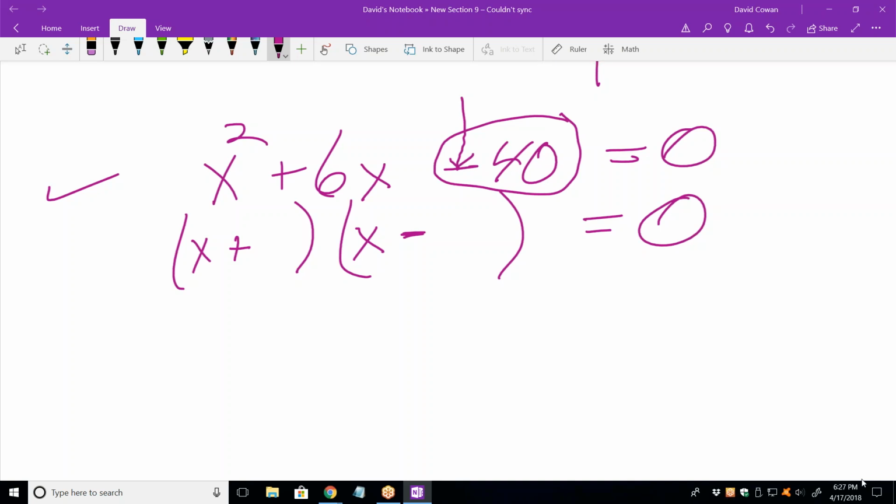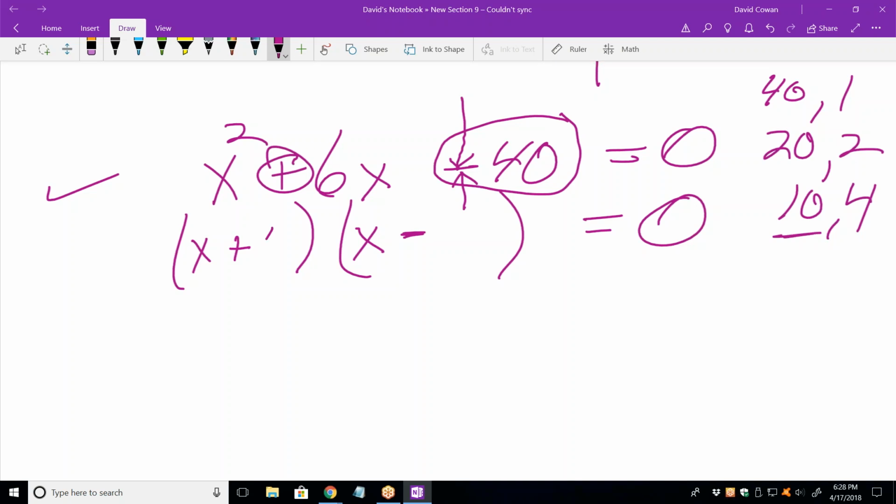I need factors of 40 that subtract because of that same minus sign. Factors of 40 that subtract to the number 6. Let's think here. There's 20 and 2, 10 and 4. 10 and 4, 10 and negative 4. Now the fourth step. So would that be x plus 10, x minus 4? Yes, you put the larger factor, the 10, with the sign of the middle term, which is plus.